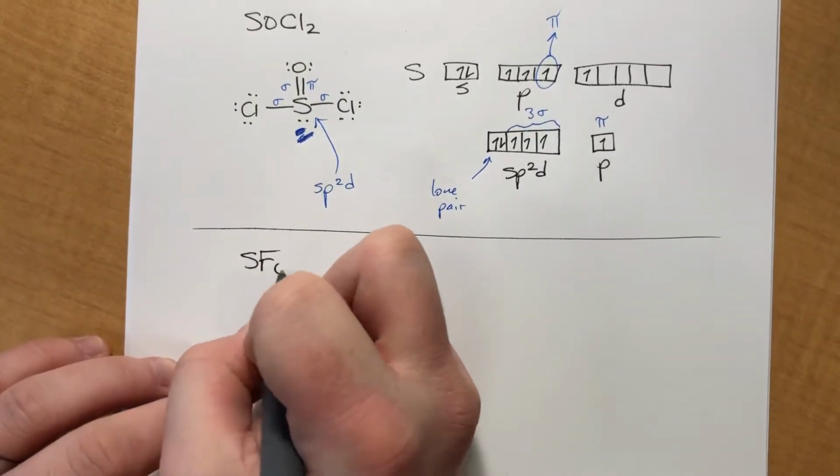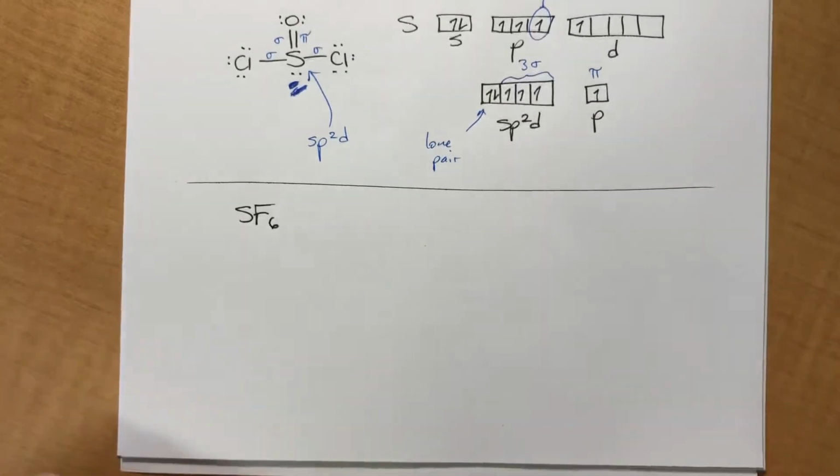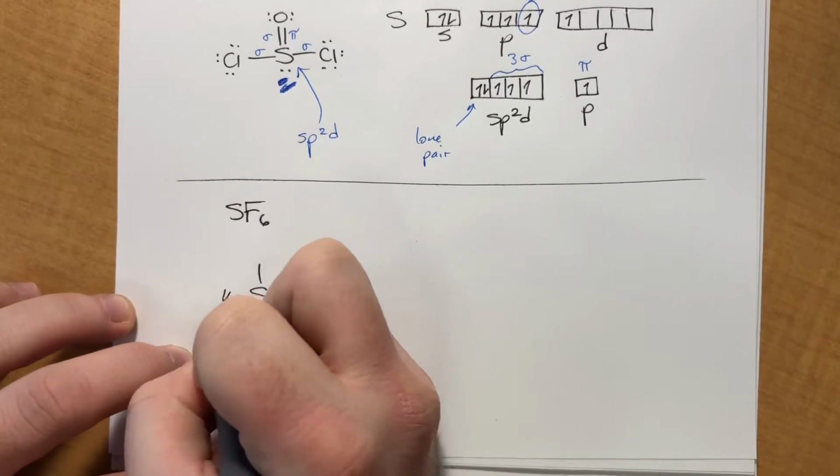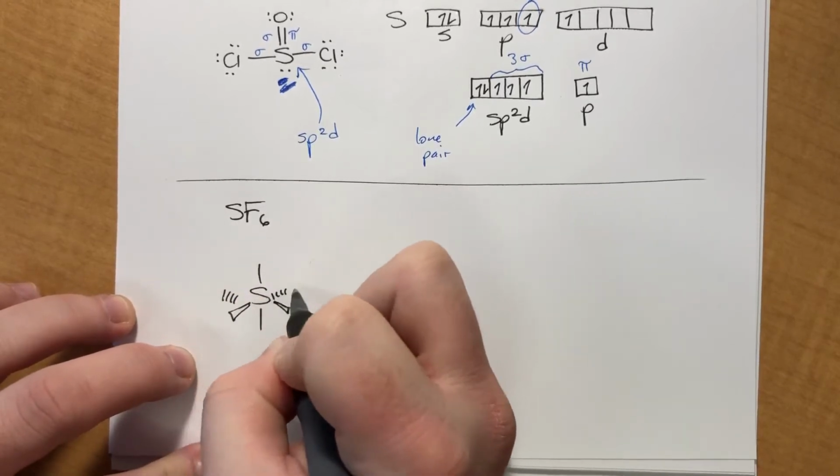Let's try SF6, sulfur hexafluoride. This would be an octahedral geometry if you go through the legwork.